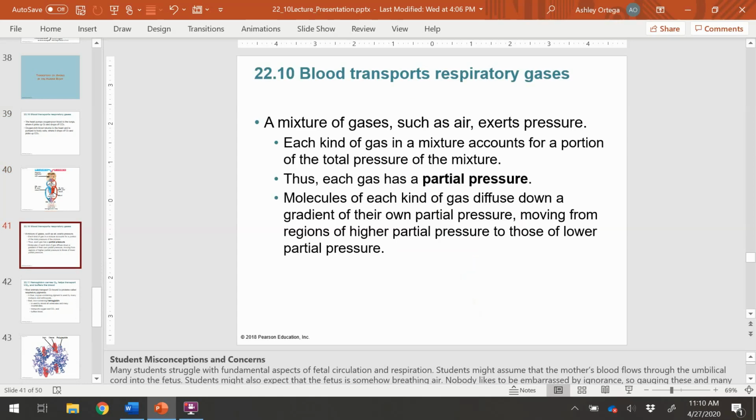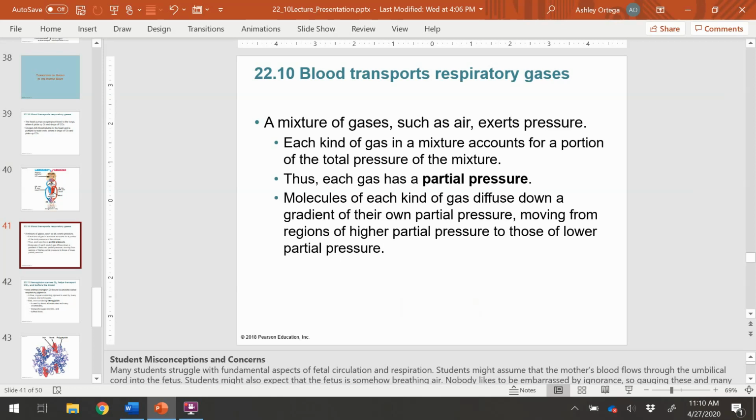And so looking at gases in the air, there's a mixture of gases, and each of those gases exerts a pressure. Each kind of gas in the mixture accounts for a portion of the total pressure, and that's called a partial pressure. Using partial pressure, molecules of gas will diffuse down their gradient, moving from higher pressure to lower pressure. You can think of this just like diffusion, movement of solutes from higher concentration to lower concentration.